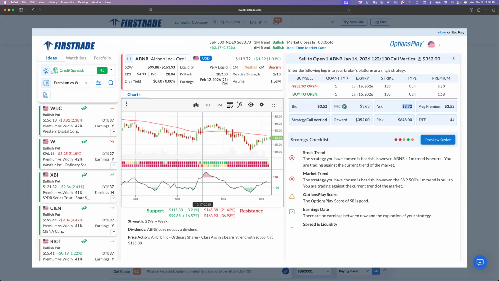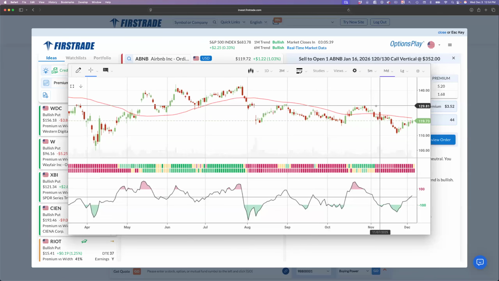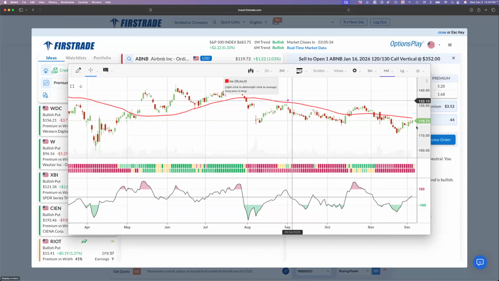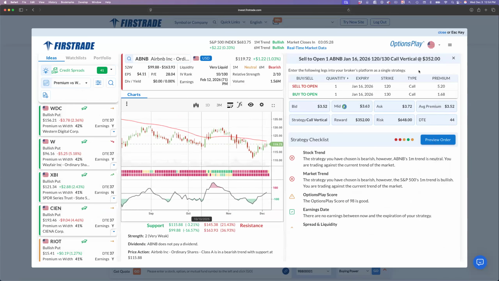Your question of why did we choose Airbnb? Because Airbnb satisfied all the requirements. It has a strong credit spread. It also has the right timing, right? So we have a bearish trend, we're looking for these rallies in the bearish trend, and it's liquid. So it checks all the boxes for an optimal credit spread. Only when something meets all the requirements does it become one of these 40 opportunities in the credit spread box.